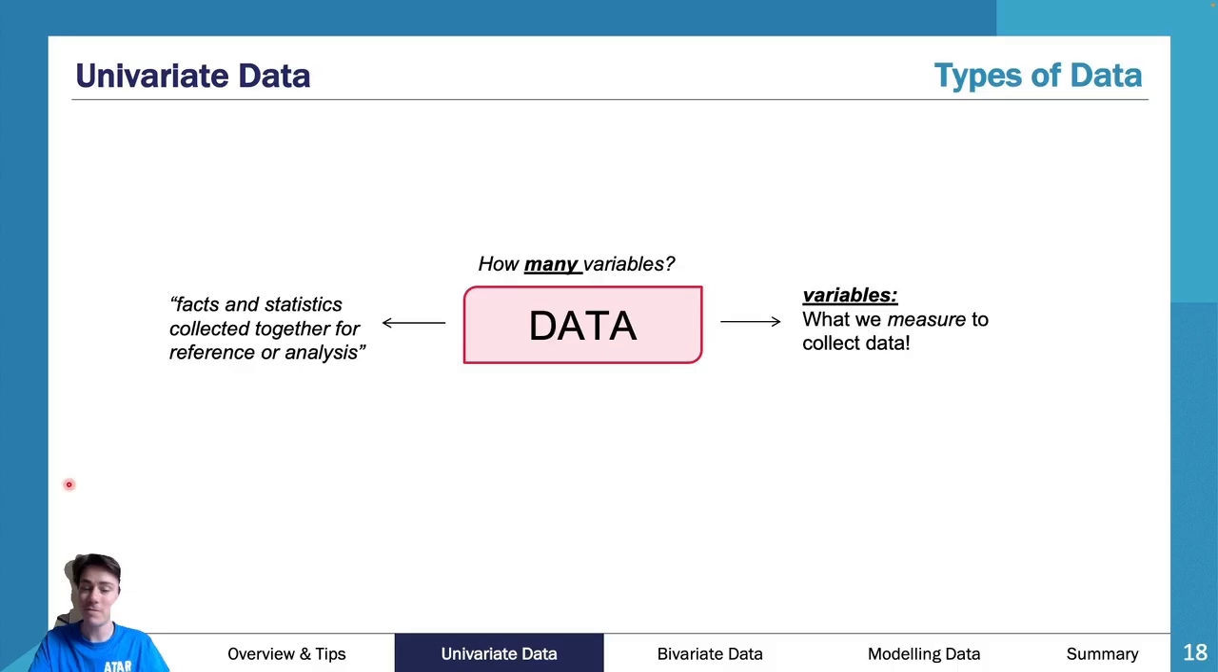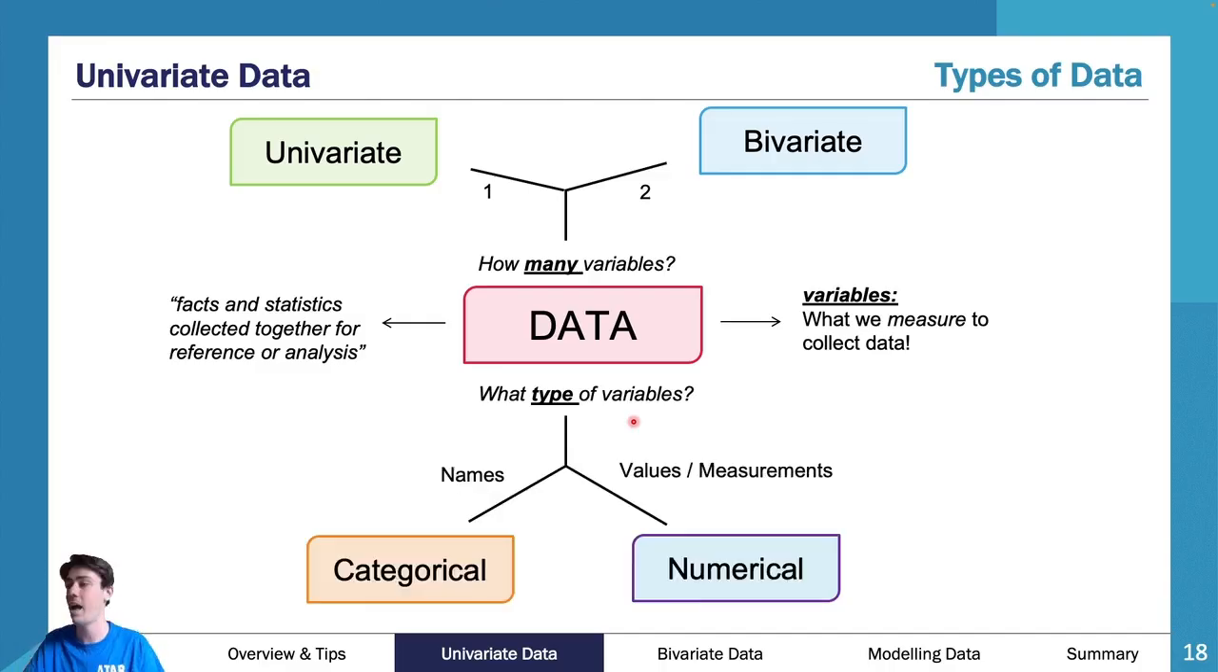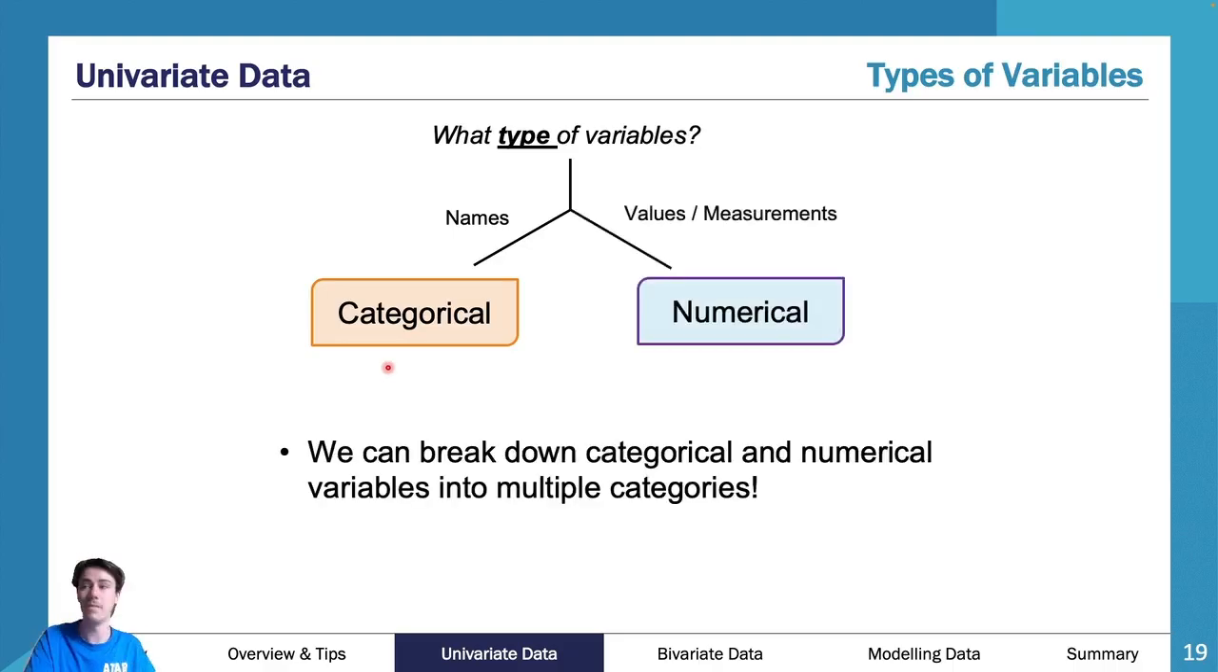And this is where things get a little bit more complicated. So as you can see here, we then can discuss, well, if we have univariate and we have bivariate, what if I have 2 pieces of data, but what if they're both different? Well, then I can say, well, one of them might be categorical, which is names, and then one of them might be numerical, which is your values and your measurements. So from there, what else can we get? Well, we can get from here different subtypes. So we have categorical and we have numerical. Now, we can break these down further, as I said, into our subtypes.